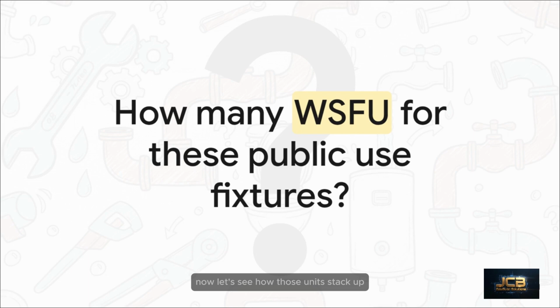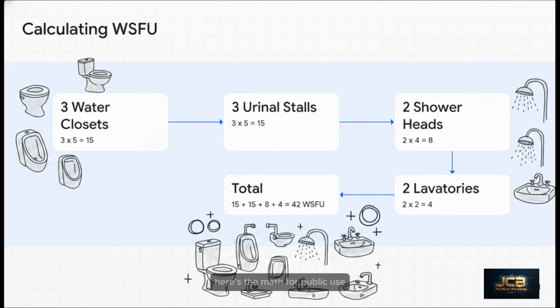Now, let's see how those units stack up. Here's the math. For public use, 3 water closets at 5 units each gives you 15. The 3 urinal stalls are also 5 units each, so that's another 15. The 2 shower heads are 4 units each, for a total of 8. And finally, the 2 lavatories are 2 units each, which is 4. You add it all together. 15 plus 15 plus 8 plus 4 gives you exactly 42 WSFU. These are standard values from the code. You just have to memorize them.